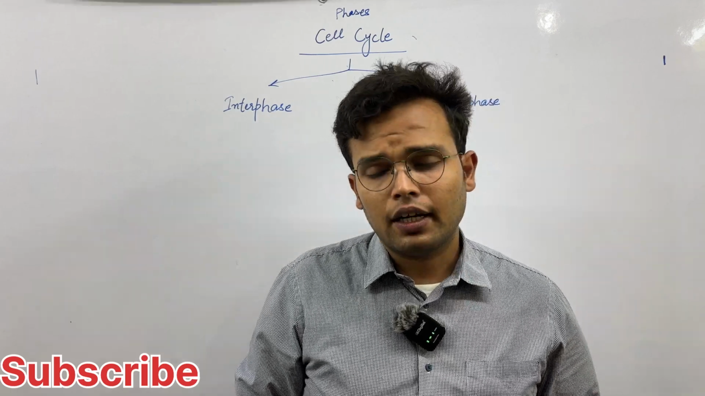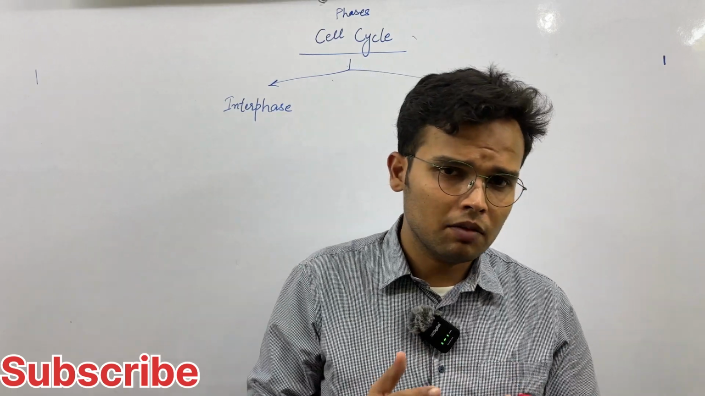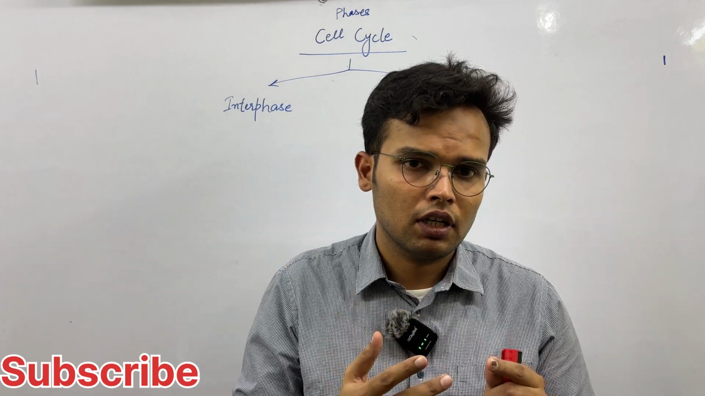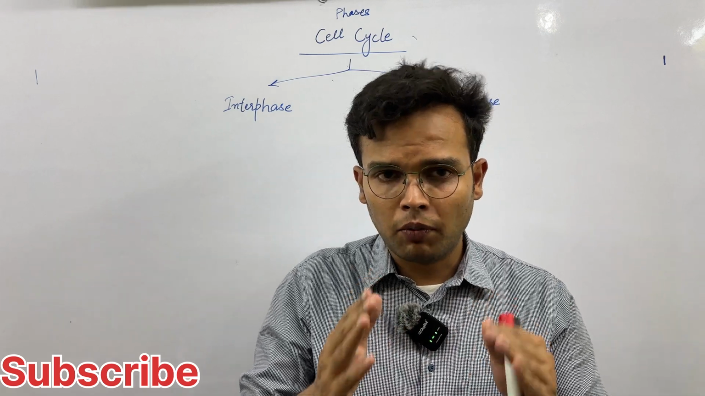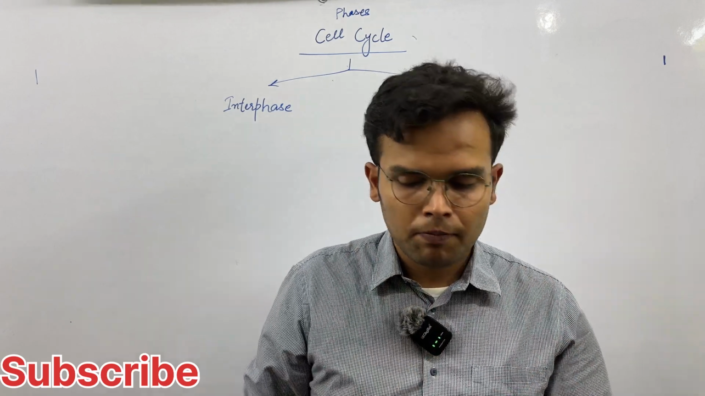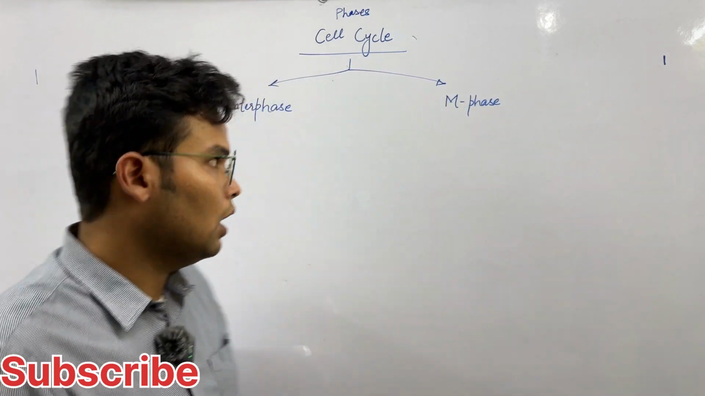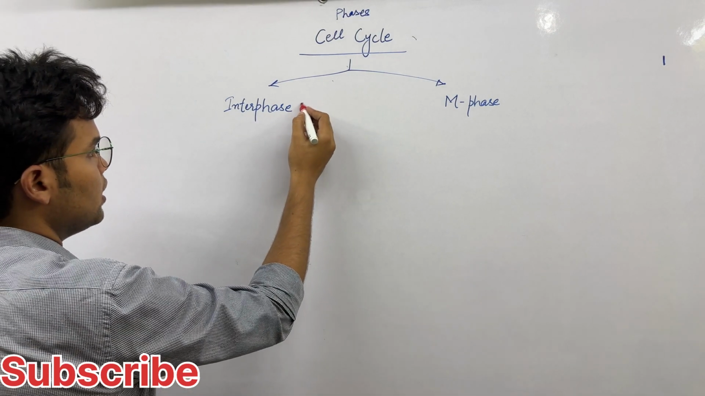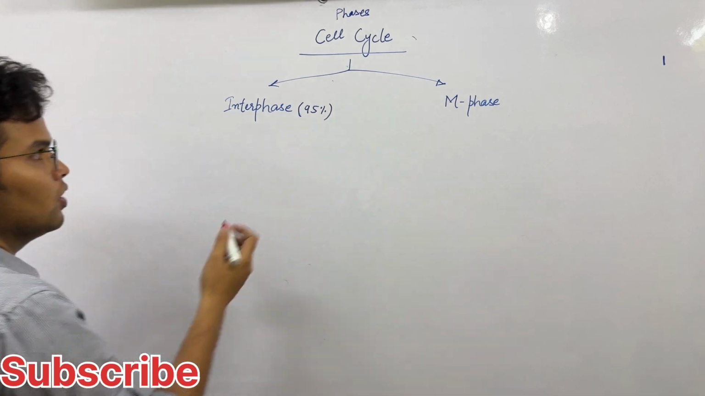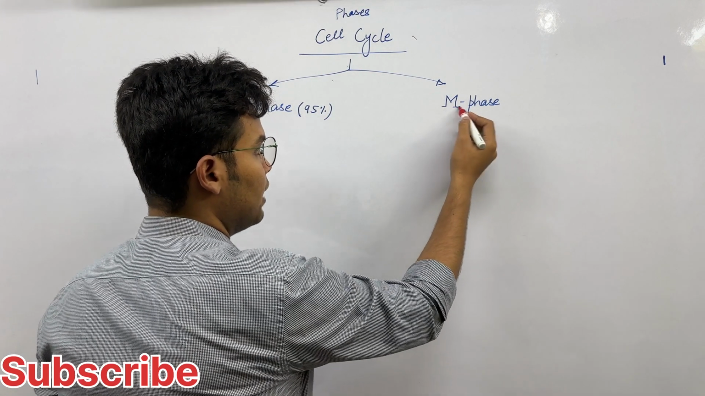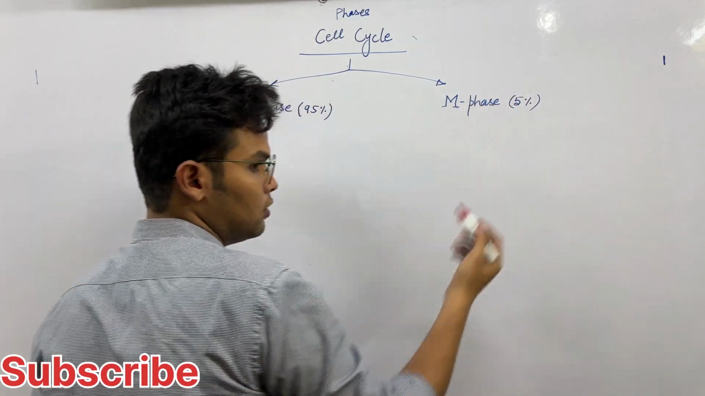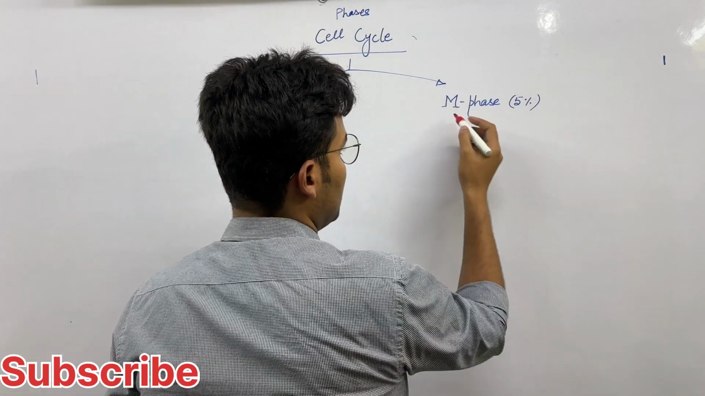And in M phase there are specific sub parts in which the cell is going to divide itself. In interphase the cell is preparing itself for division, but in M phase the cell is going to divide itself. So first of all we are going to talk about interphase. It takes 95% of the cell cycle time, and the rest of the time, that is 5%, is taken by the M phase. M stands for mitosis or mitotic phase.